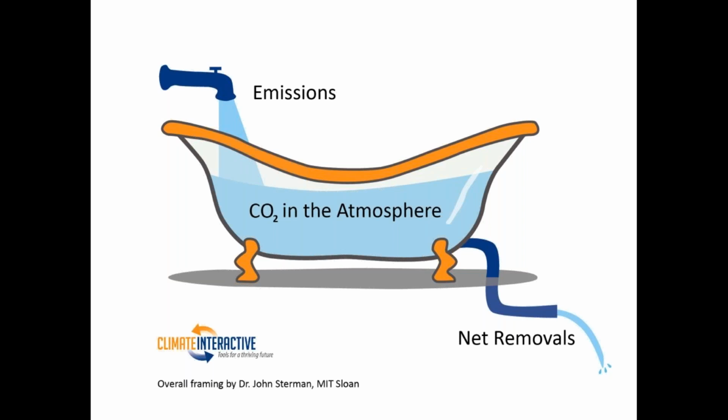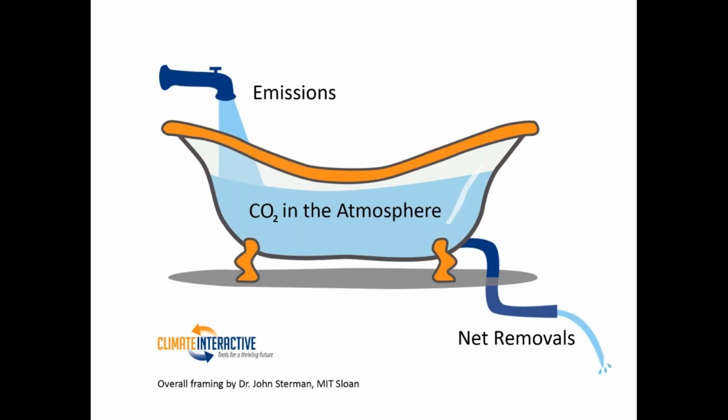And generally, what do you do to fill up a bathtub? Well, you plug up the drain and you make sure that the water from the tap is flowing in much faster than is flowing out. But if you want the level of the bathtub to go down, then you would have the drain wide open and the tap turned off, and that would make the level go down.